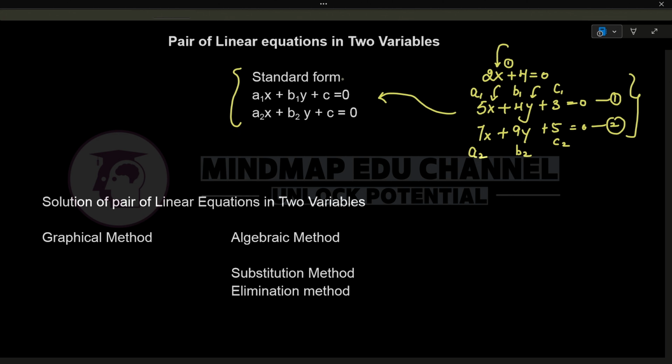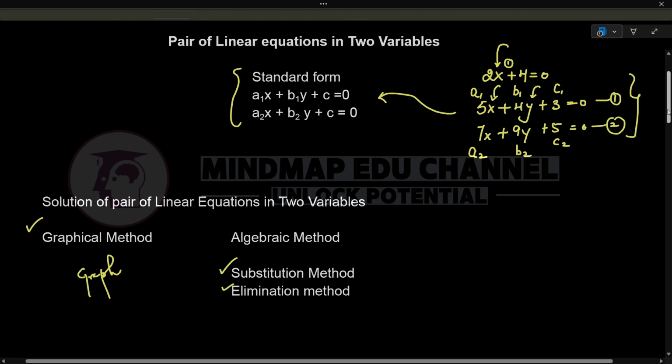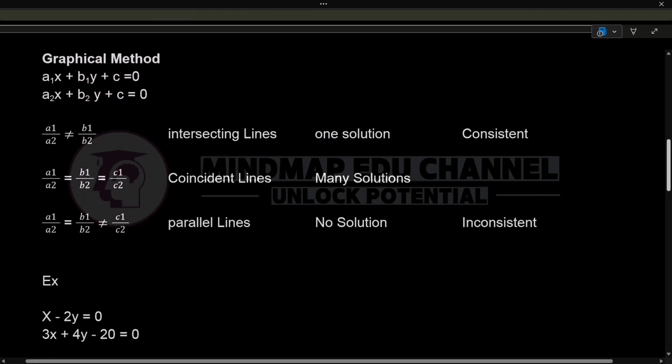Clear? Now we can solve these equations by the graphical method, that is by plotting the graph, and by the algebraic method. And in the algebraic method, we will learn two ways to solve them. First is the substitution method and second is the elimination method. Let's get started with the graphical method.